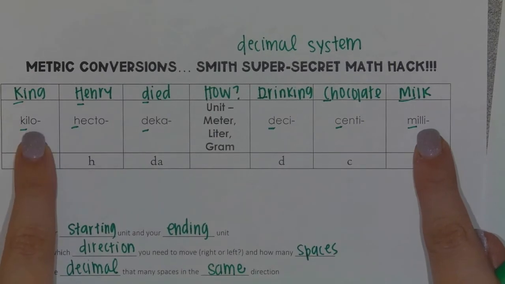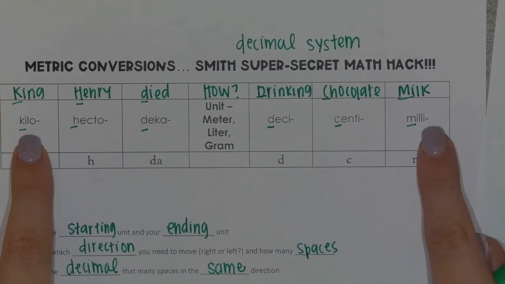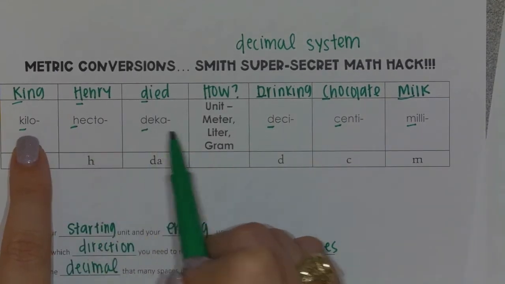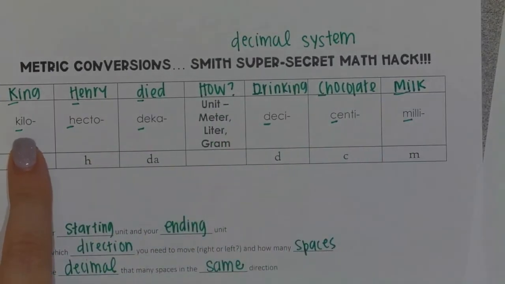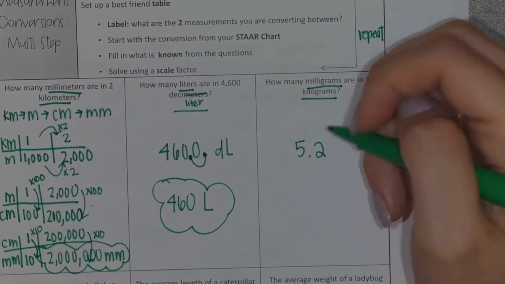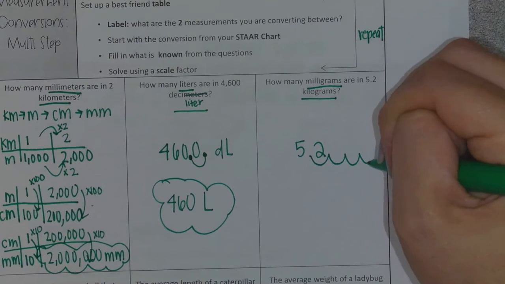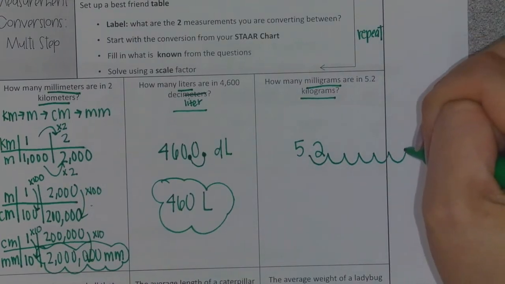So if I'm starting at kilo, ending at milli, that's moving from the left to the right. And I'm moving 1, 2, 3, 4, 5, 6 spaces. So I'm going to come back here to this number and I need to move that decimal 6 spaces to the right. So that would be 1, 2, 3, 4, 5, 6.